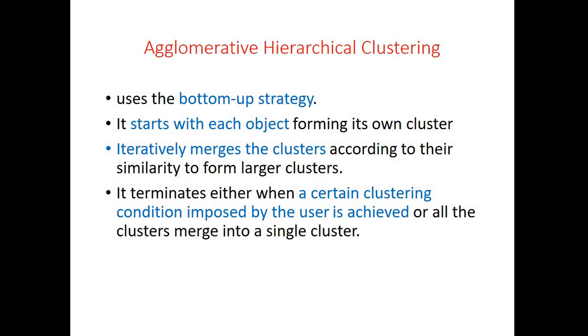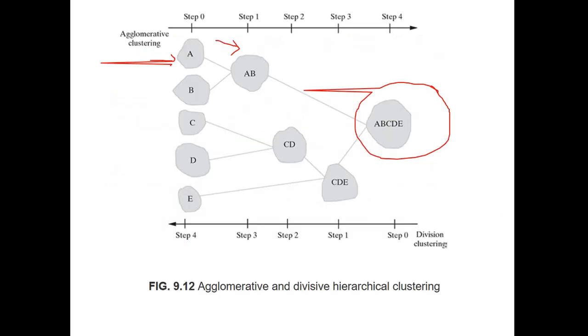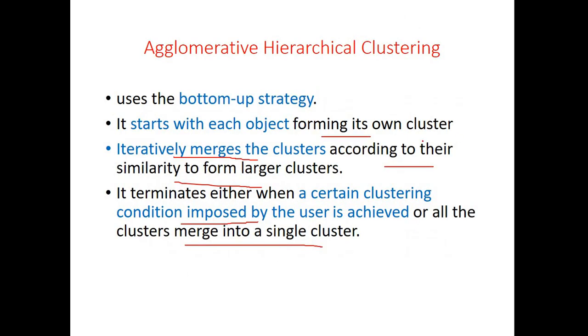Agglomerative hierarchy clustering uses the bottom-up strategy. It starts with each object forming its own cluster, and iteratively merges the clusters according to their similarity to form the larger clusters. It terminates when either a certain clustering condition imposed by the user is achieved or all the clusters merge into a single cluster. So according to similarity, small clusters will be merged into larger clusters, and this process will be repeated iteratively until a certain user-defined condition is met or all the clusters are merged into a single cluster.